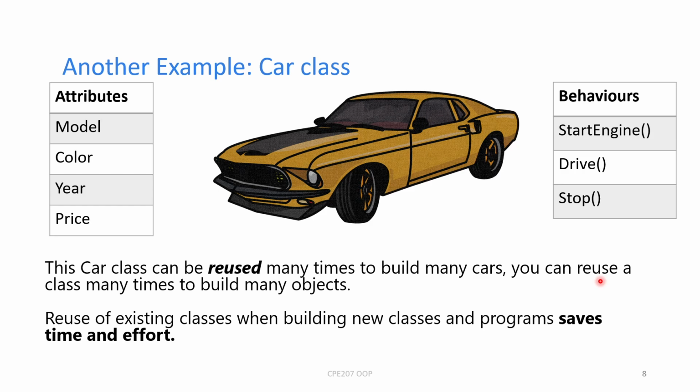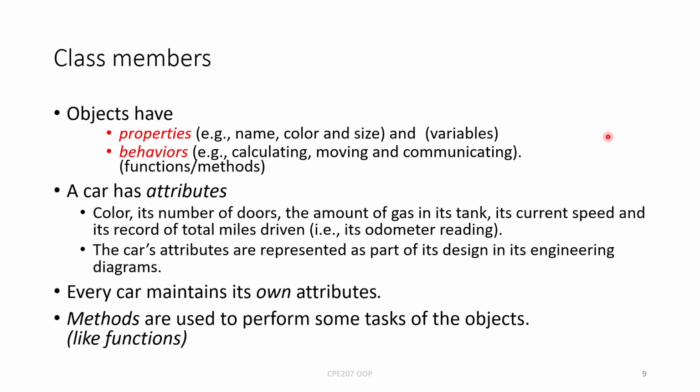This is another example. Let's say we want to have a car class. We have two main things, attributes, or we can simply say properties, such as model, color, year, price. And we can have behaviors, which are methods, simply start engine, drive, stop, and many more. This car class can be reused many times to build many cars. We can reuse a class many times to build many objects, and this will save our time and effort.